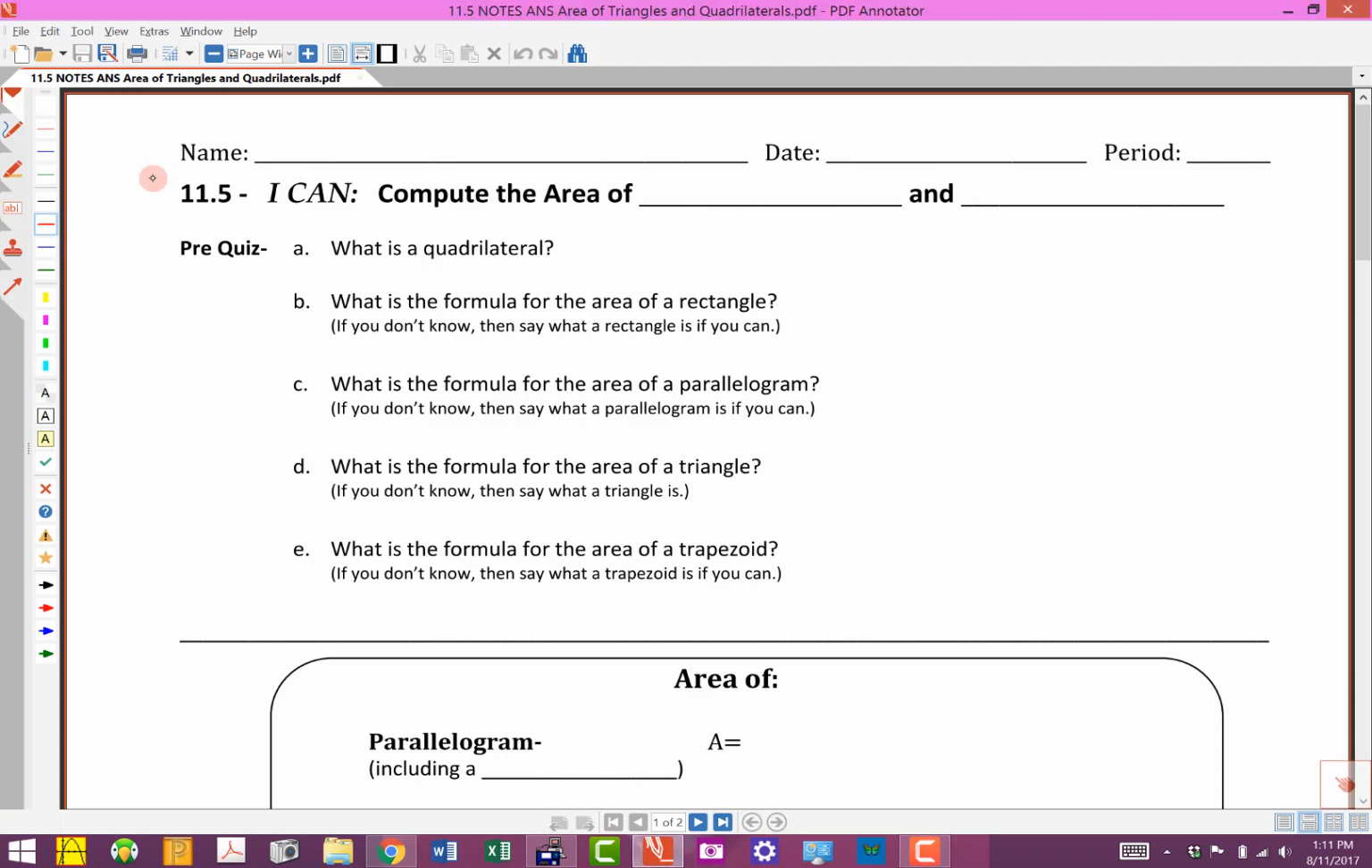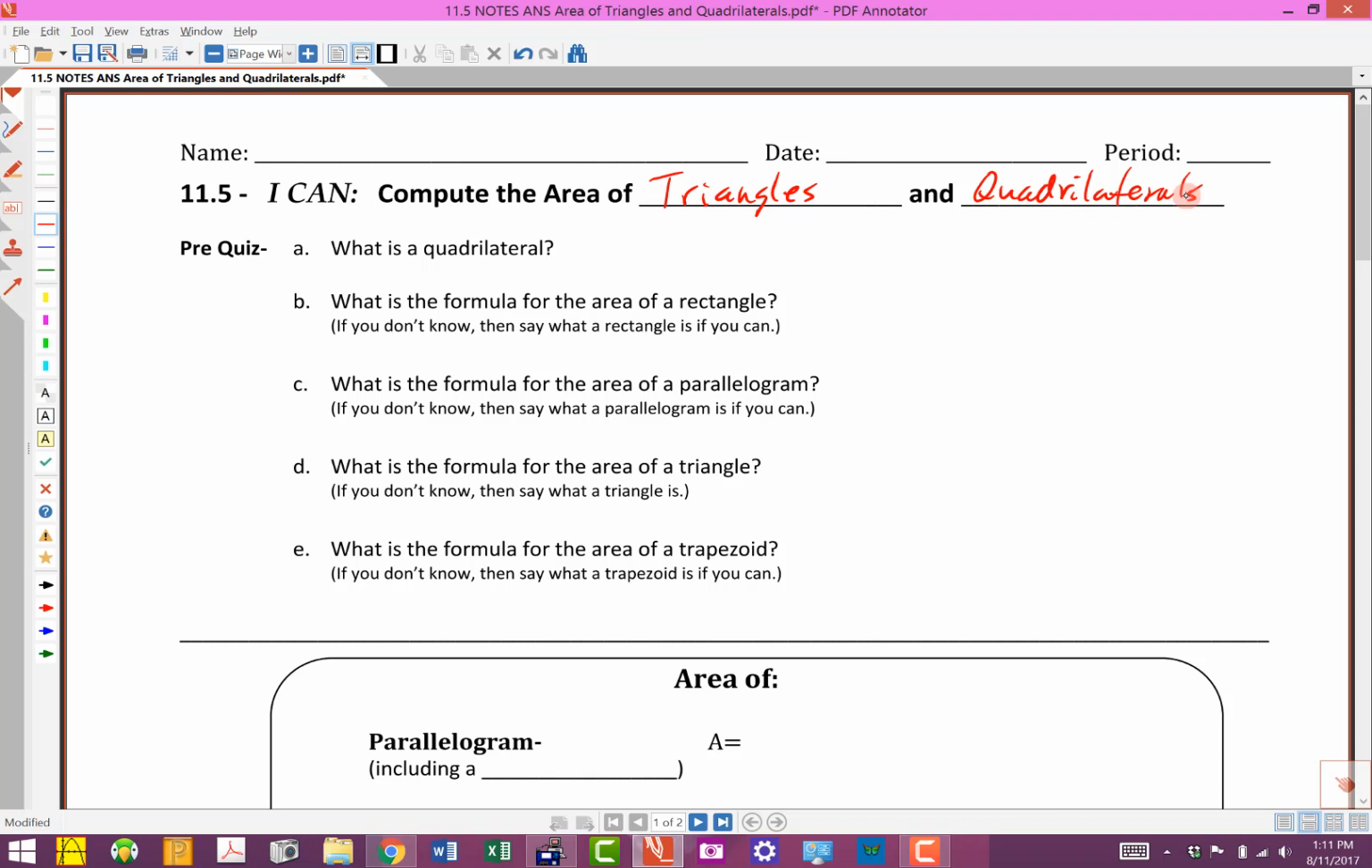Ready for section 11.5. Here's the I can statement. I can compute the area of triangles and quadrilaterals. All right, so there's the I can statement, and we've got a little pre-quiz for a warm-up here.